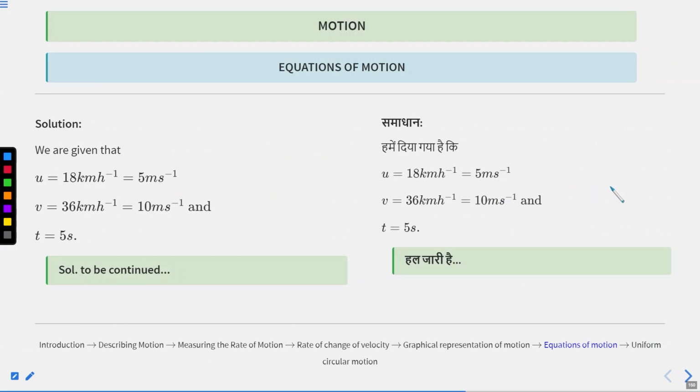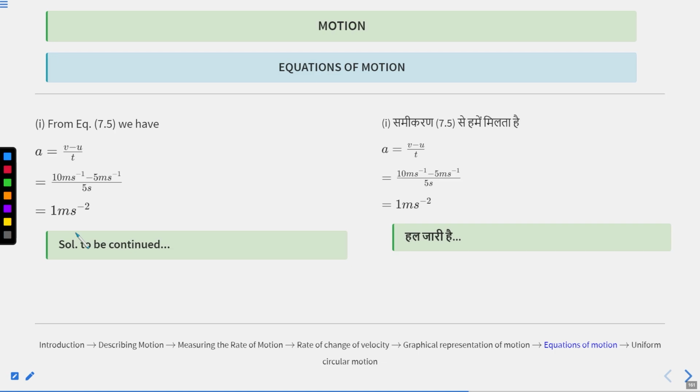So the answer will be, first we are going to convert the initial velocity into meter per second, which is 5 meter per second. Final velocity is 10 meter per second. Time period is 5 seconds. So from the first equation of motion, acceleration is 1 meter per second square. So we have found the acceleration. Now we have to calculate the distance.